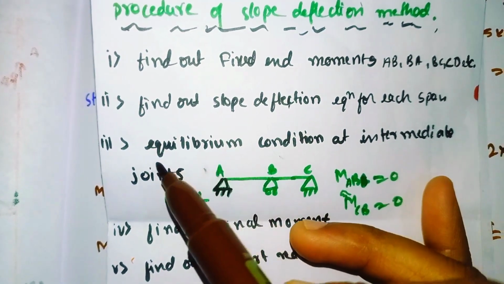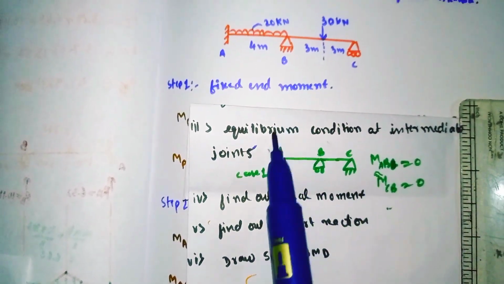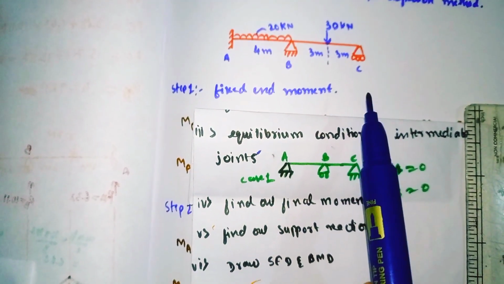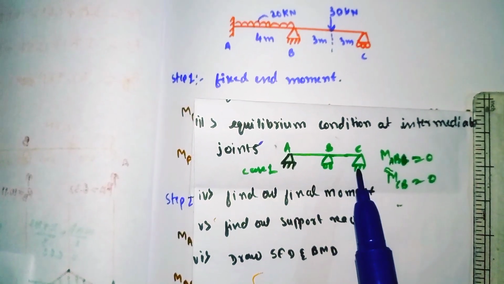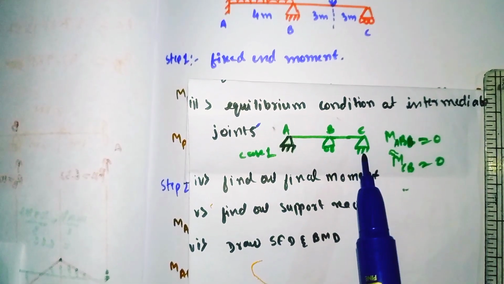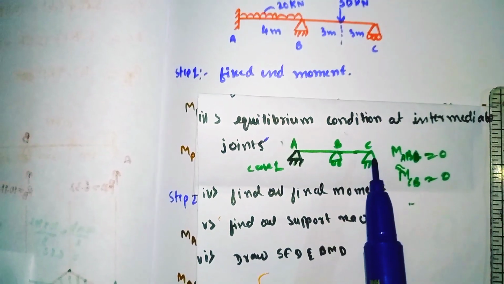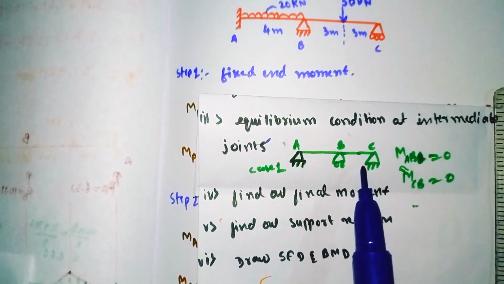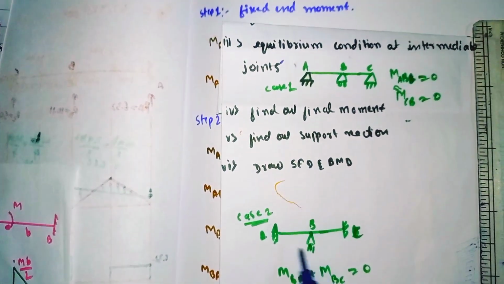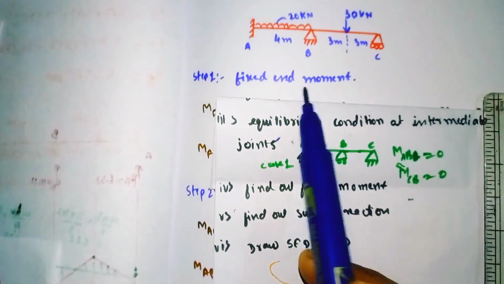Step 2 is completed. Now step 3 is applying the equilibrium condition. See here, in this problem one end is fixed and the other is simply supported. For the simply supported end, one equilibrium equation will exist, that is MCB is equal to 0, because it is simply supported. It may be roller or hinged, no matter what it is, we need to apply one condition, that is MCB is equal to 0. And the second is MBA plus MBC is equal to 0.